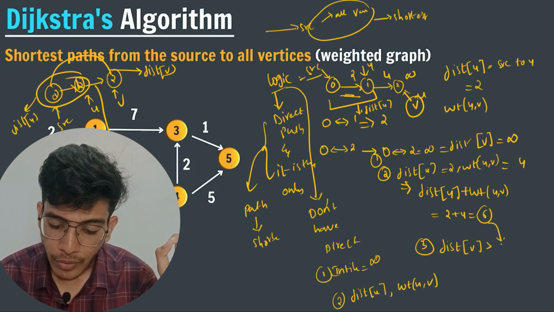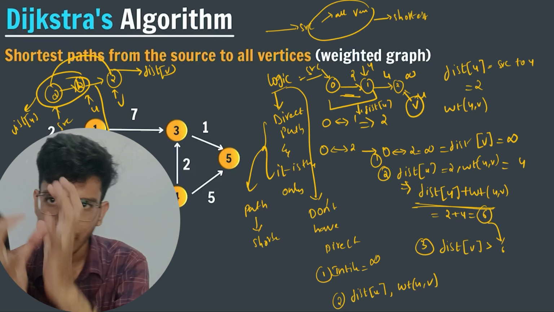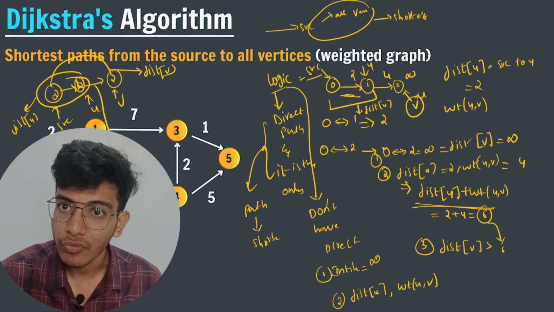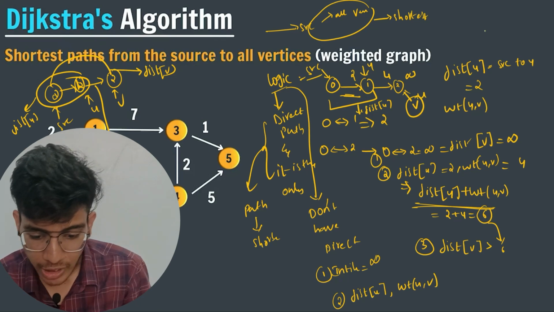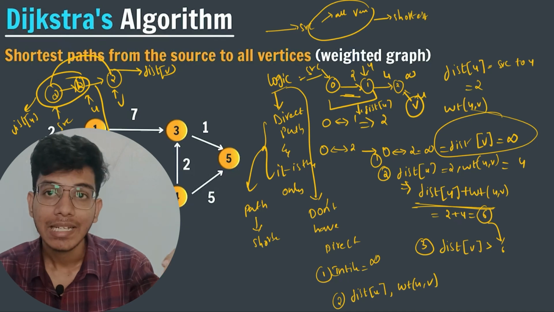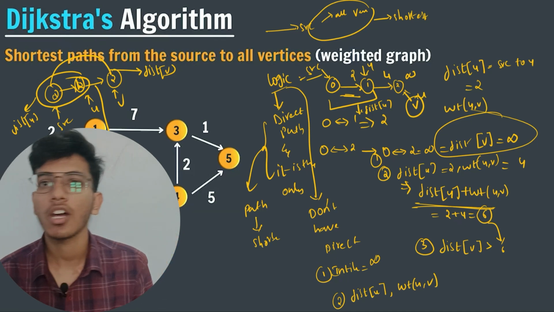Now the third step is to compare distance of v, whether the distance of v is greater than this value, which is 6, the sum of distance of u plus weight of u comma v. If the sum is less than distance of v, what is the distance of v? Here you can see that the distance of v is infinity, and infinity is greater than the sum of distance of u plus weight of u comma v.